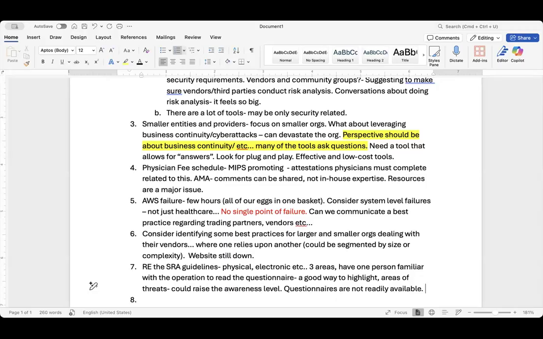I don't have the solution, but I think an approach is to get people to read the questionnaires. Thank you.